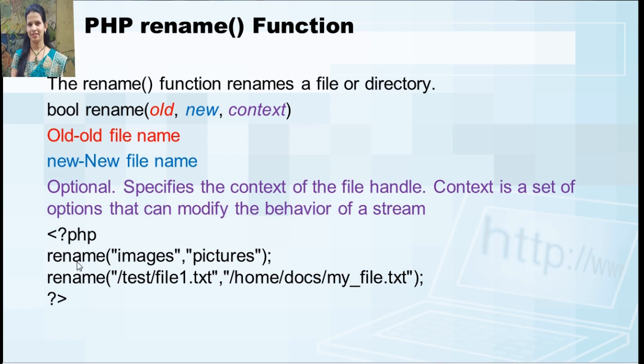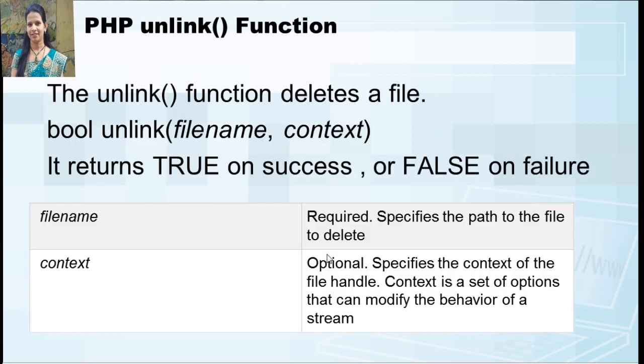You can use this as rename. Here, images is renamed to pictures. The new name is pictures; initially it was images. You can rename these images to pictures. Or you can write it this way also: rename test file1.txt to home document myfile.txt. You can give a new location and a new name to the file by using the rename function. You can change the directory name and the file name also by using the rename function.